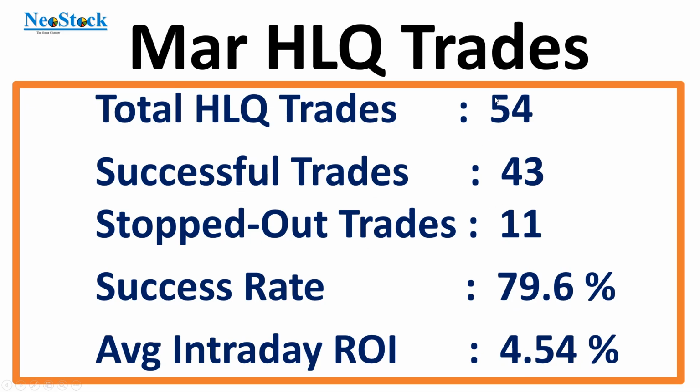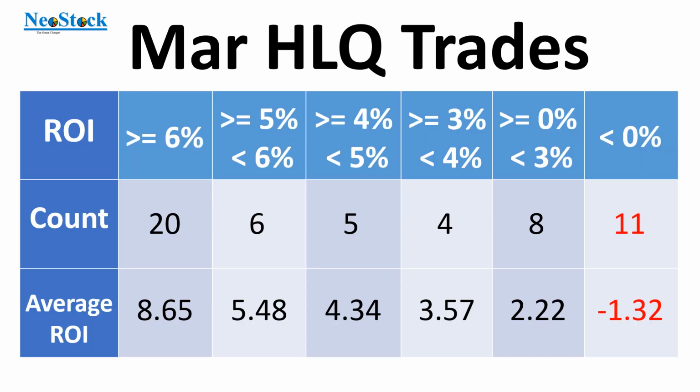From the Excel sheet, we identified a total of 54 executed trades. Out of those 54, 43 are successful and 11 are stopped out. And those percentage values and the average intraday ROI of all the 54 trades. If I consider only these 43 successful trades, it has given 6.02% as the success rate. Look into these statistics.